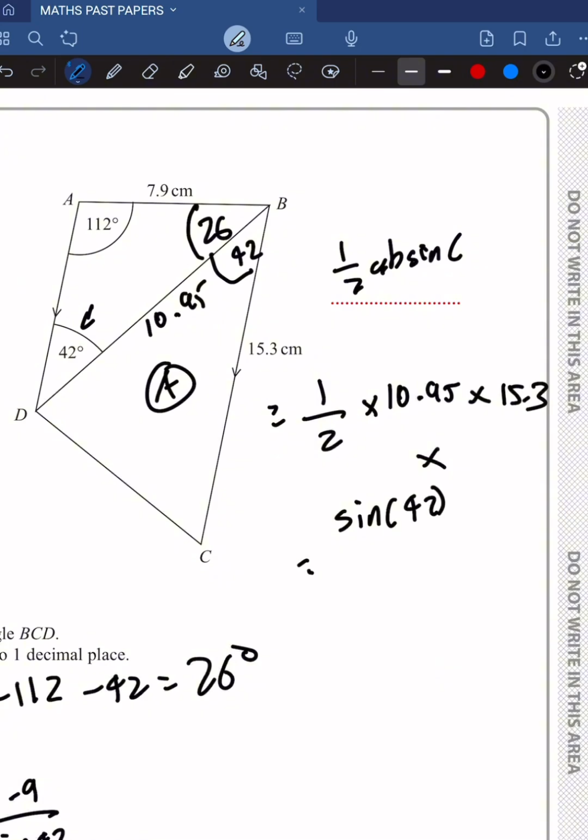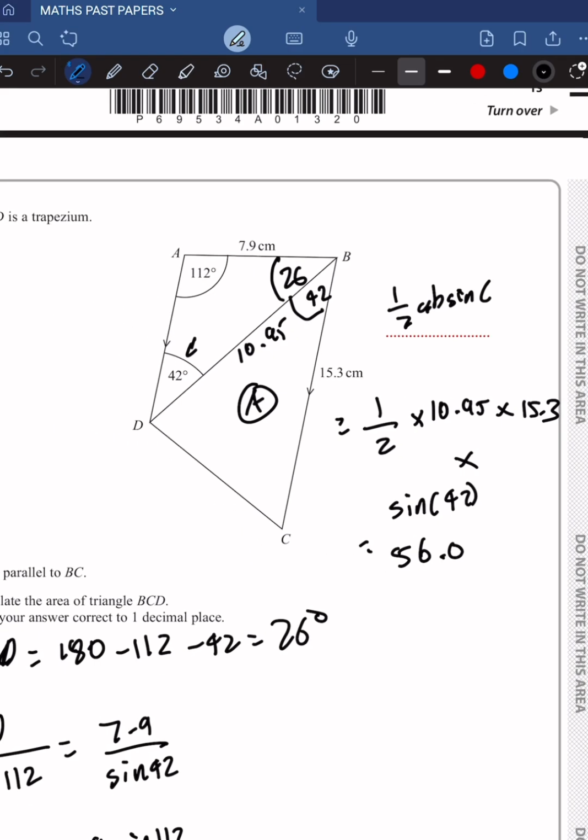So half times answer, so I'm going to write answer in my calculator, times 15.3 times sine 42. And that gives me 56.0 to one decimal place.